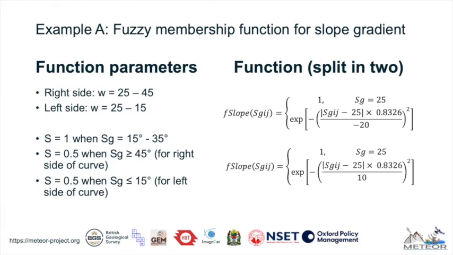Knowing the shape of the function and its rule set description, the parameters used for defining the fuzzy function can then be selected. In this case, the bell-shaped curve was split in two parts, one for the left, akin to an S shape, and one for the right, similar to a Z-shaped curve, with different parameters for each side as indicated here. For example, susceptibility is assumed to be at crossover, that is equal to 0.5, when slope gradient is equal or greater than 45 degrees for the right side of the curve and equal or smaller than 15 degrees for the left side of the curve.